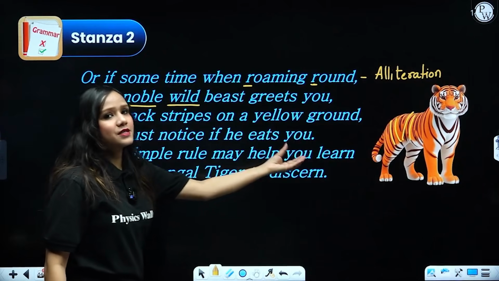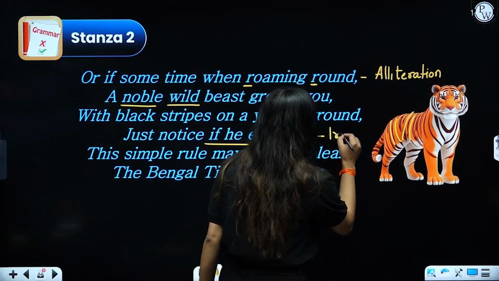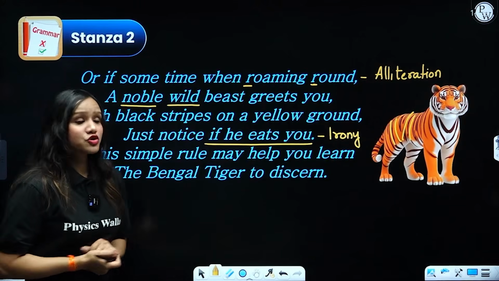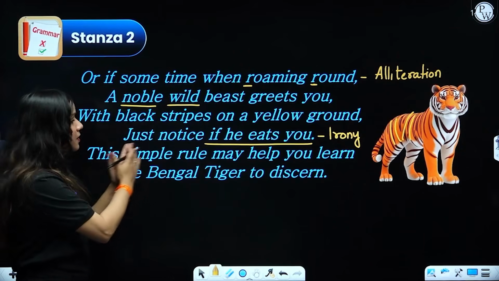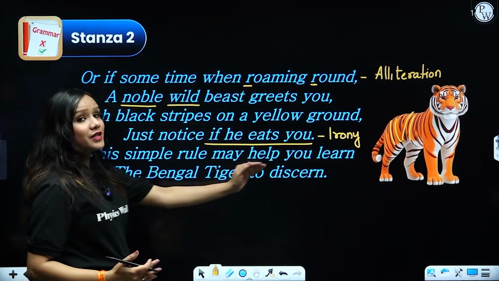Just notice if he eats you. Now, there is irony as well. There is irony in this. What if the same extract is being asked? So at least you will be in a position to answer every question related to this particular extract, right? This simple rule may help you learn the Bengal tiger to discern.